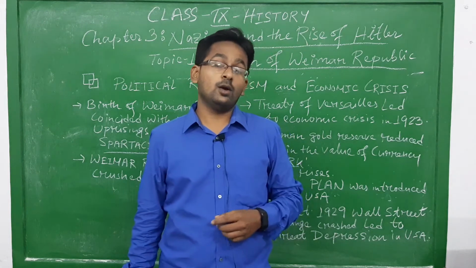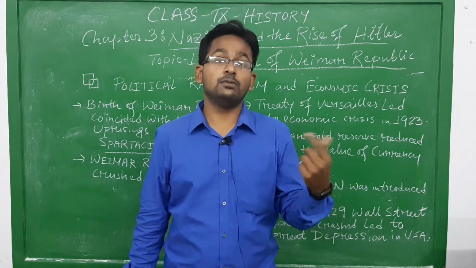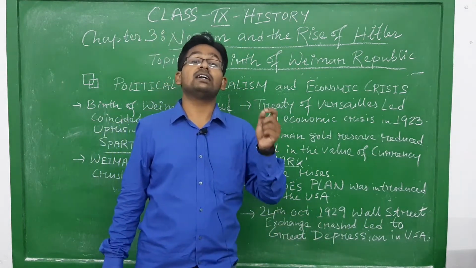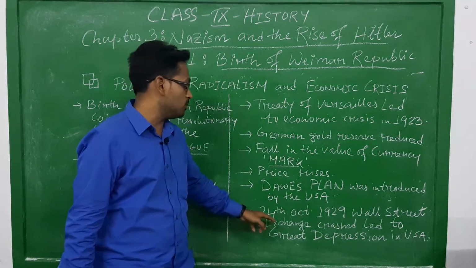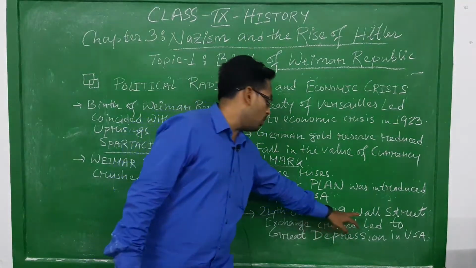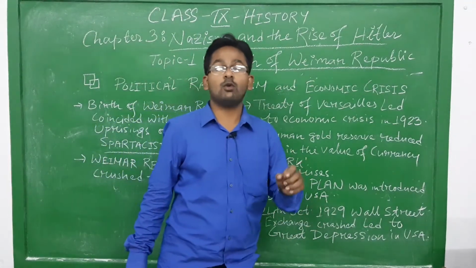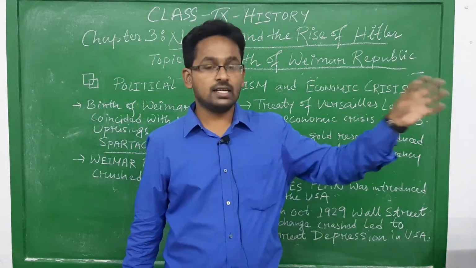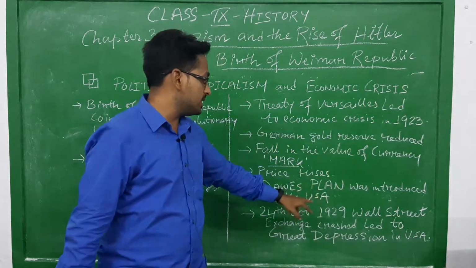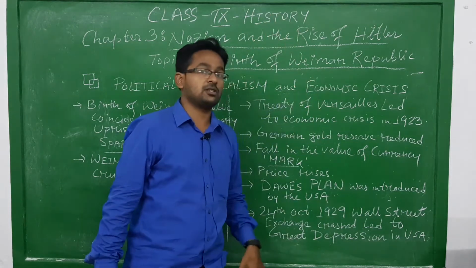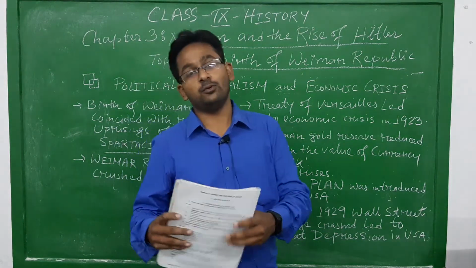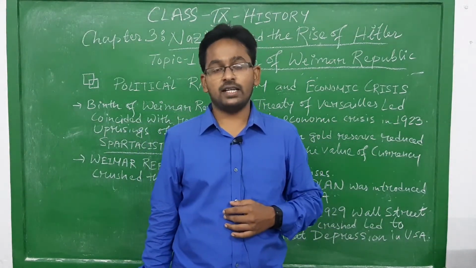But unfortunately, just when America decided to help Germany, in 1929 America also saw a great economic crisis, and this great economic crisis happened on 24th October 1929. On that day, the Wall Street Exchange crashed. What is the Wall Street Exchange? It is the share market of America, just like Dalal Street, which is situated in Bombay, is the share market of India. When the Wall Street Exchange, the share market of America, crashed, it led to the Great Depression or Great Economic Crisis in the USA. Okay, this is it for today's chapter.